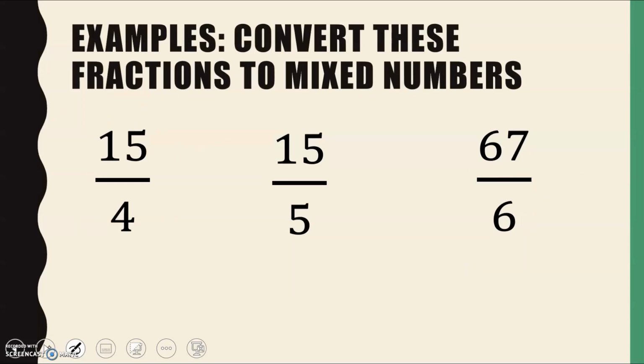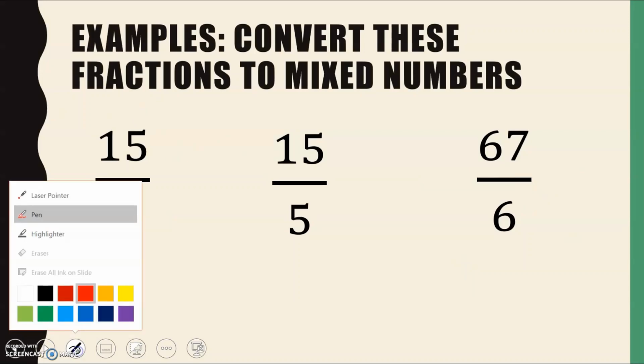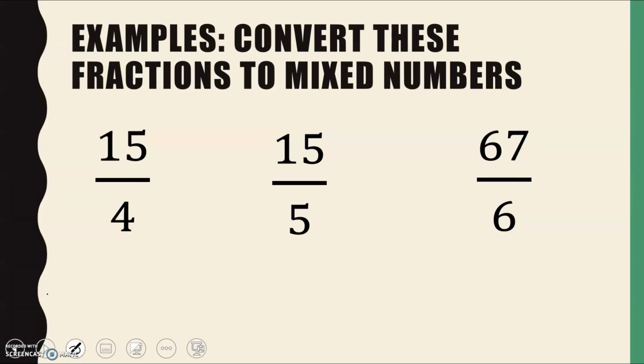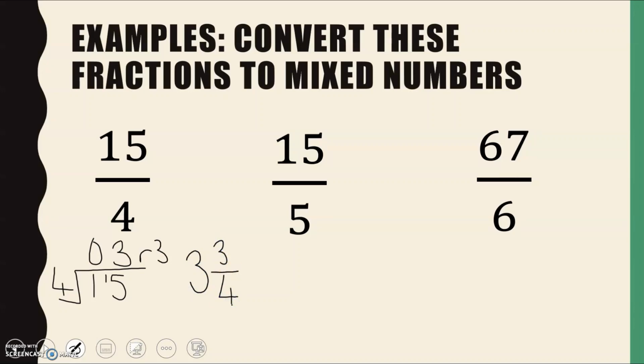Okay, we are now going to convert these fractions to mixed numbers. So let's see, 4 into 15, well it doesn't go into the 1, but it does go into 15 3 times, and we've got a remainder of 3. So that means I've got 3 whole numbers, I've got 3 left over, and it was quarters to start with, so 3 3/4 is my answer there. I'm just going to draw a wee line here to separate it.